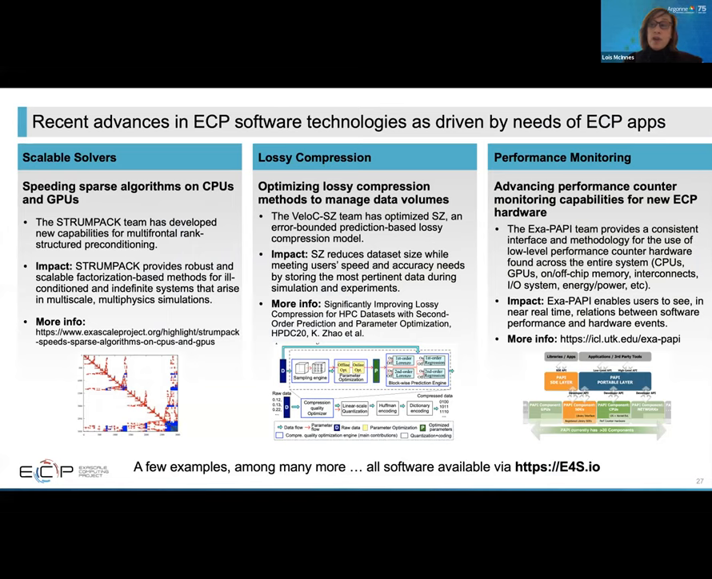This slide is just one example of the kinds of advances our teams in software technology are making. I'm not going to go into it in depth, but just to give you a flavor, we see that we have teams who are advancing algorithmically, for example, in math libraries, who are advancing sparse algorithms to take advantage of new architectures and new hybrid performance. We're seeing advances in compression as needed to handle huge volumes of data that are being generated on new machines, and advances in performance monitoring capabilities.